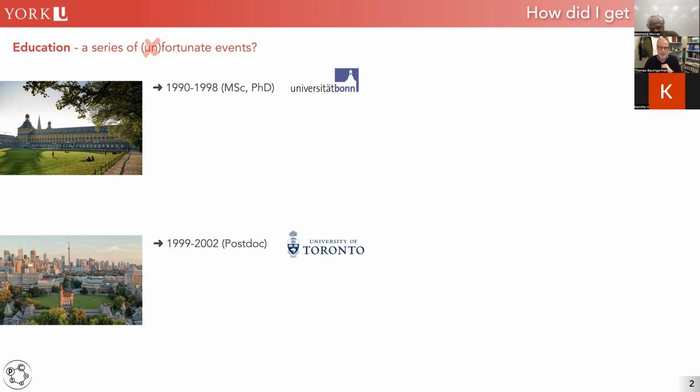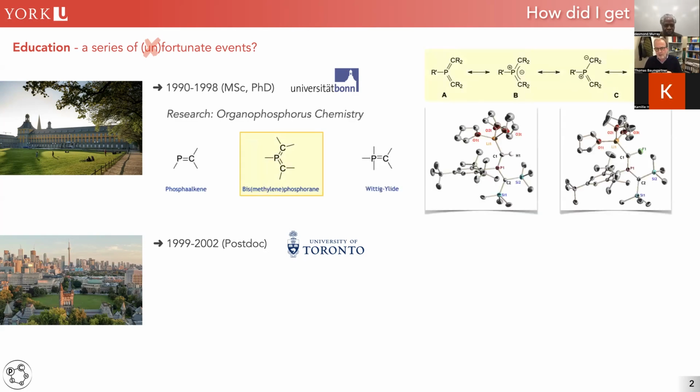So what did I do there in terms of research? It was really fundamental phosphorus chemistry. Basically making some bizarre molecule that people said you can't make. So absolutely no practical value, just pure science value. And here are a few examples. Maybe I'll just highlight this one here.